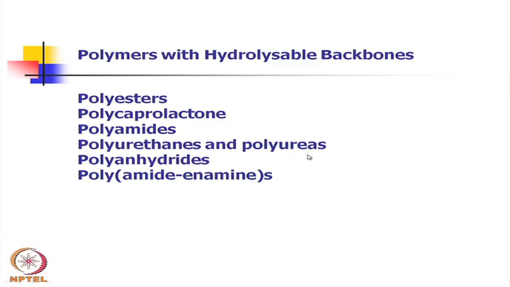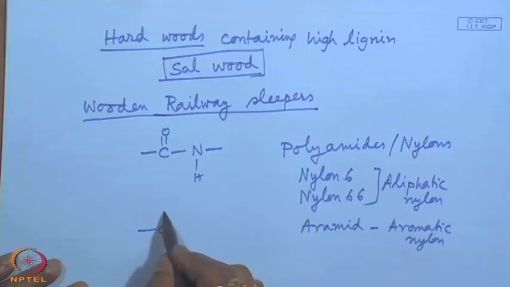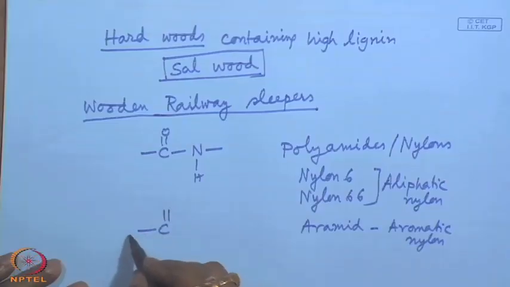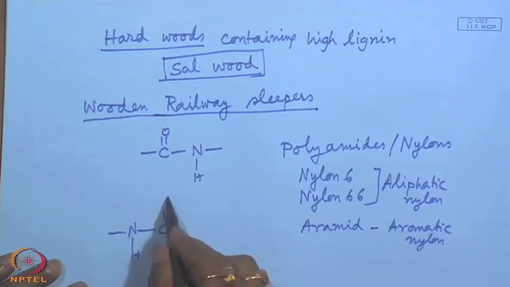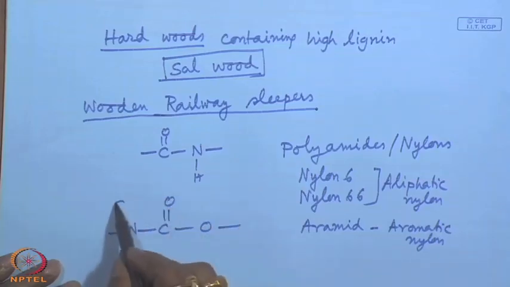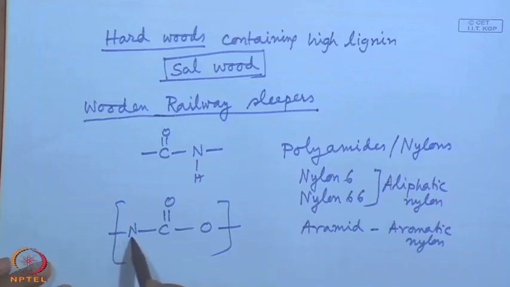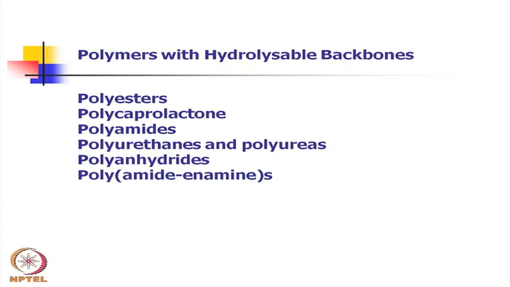Polyurethanes and polyureas. Polyurethanes contain a linkage like this, this is the polyurethane linkage, having nitrogen and oxygen along with carbon and hydrogen in the polymer chain. Polyureas, etc. Polyanhydrides, polyamide enamines, polyamide imides, etc. These polymers are degraded by hydrolysis, so they are known as hydrolyzable polymers.